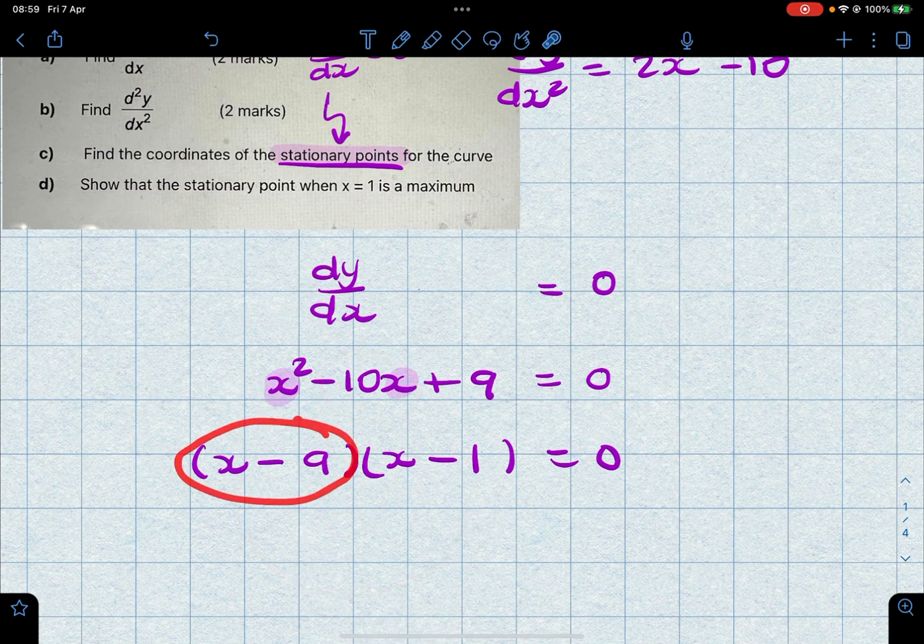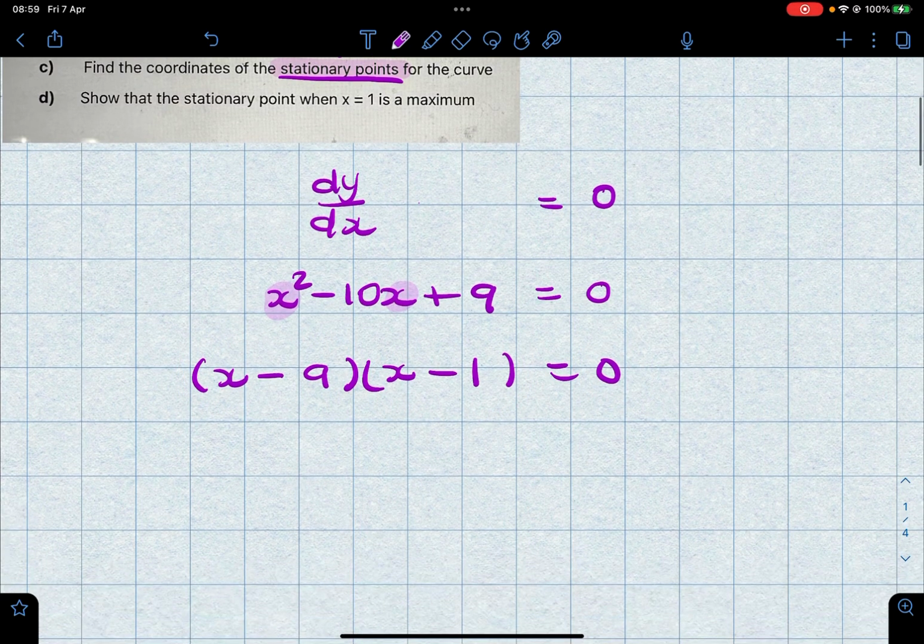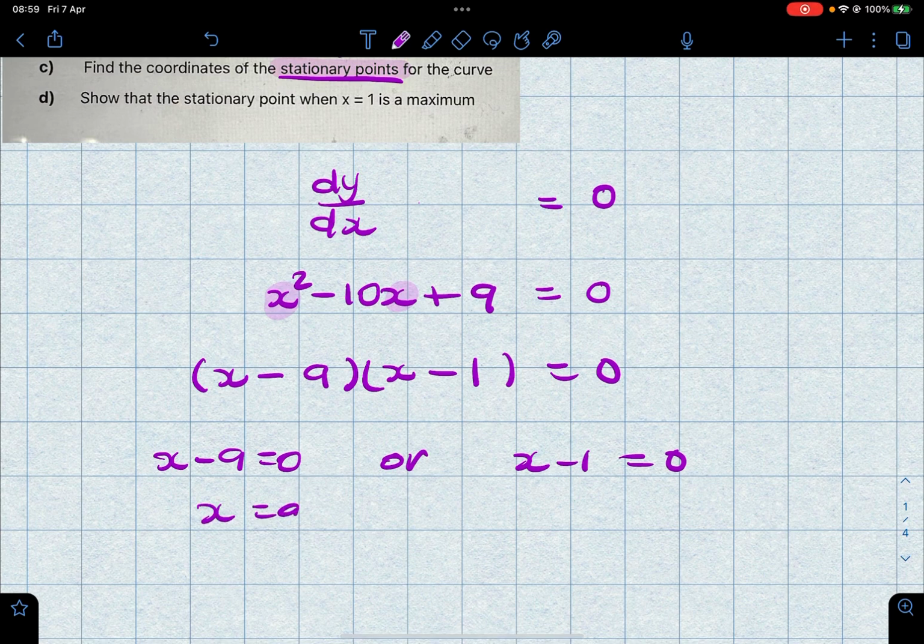So when you have 2 things that are multiplied to give you 0, it means one of them has to be 0. So either x minus 9 equals 0 or x minus 1 equals 0. So either x equals 9 or x equals 1.